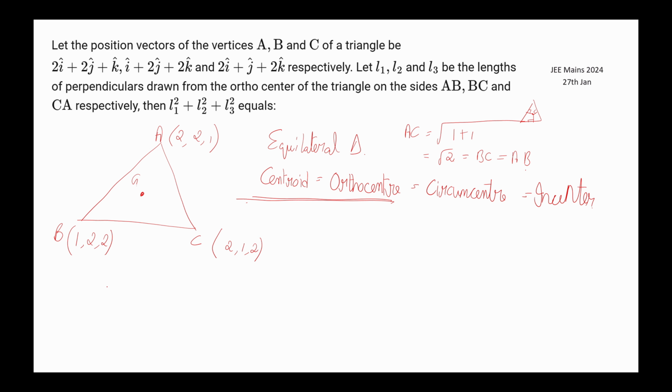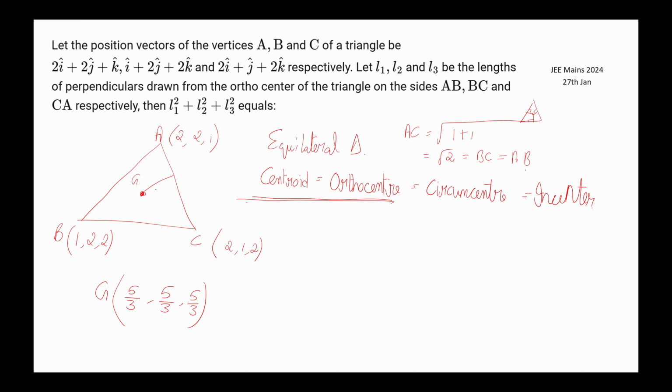Let us name this G. And how do we used to find out the coordinates of centroid? It used to be x1 plus x2 plus x3 by 3. So let us do that here. From here what do we get? x1 plus x2 plus x3 by 3, we get 5 by 3 comma 5 by 3 comma 5 by 3. So this is only our orthocenter.